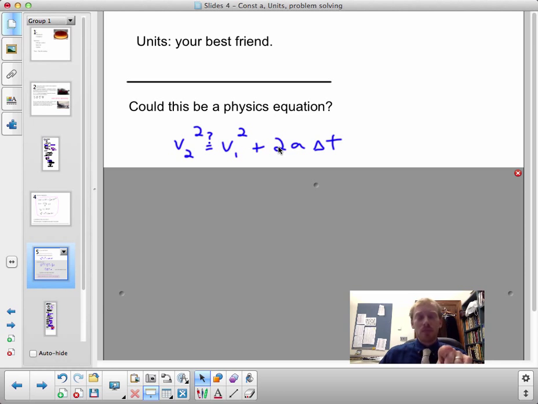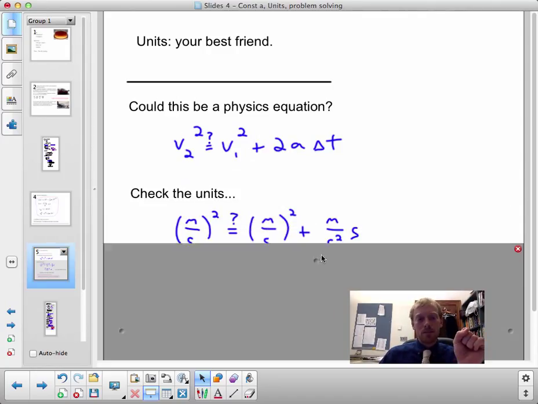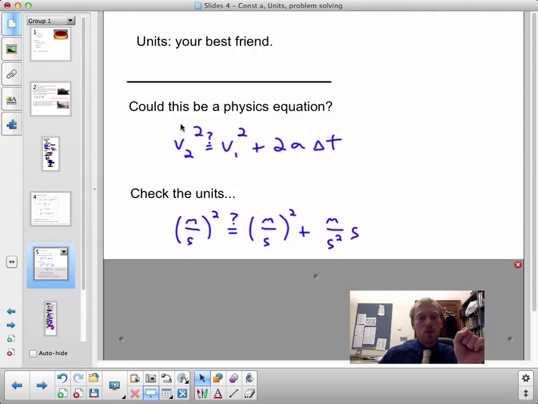Could this be it? If you're on the quiz and you think this might be a real physics formula, I'll give you a way to test whether it might be. Let's look at the units. v2 squared here on the left-hand side of the equation would have units of meters per second quantity squared, or meters squared per second squared.